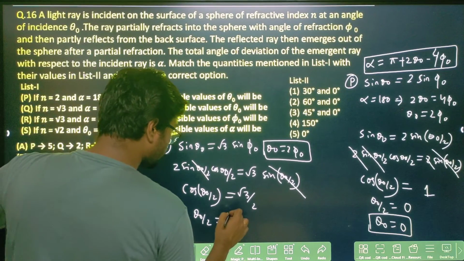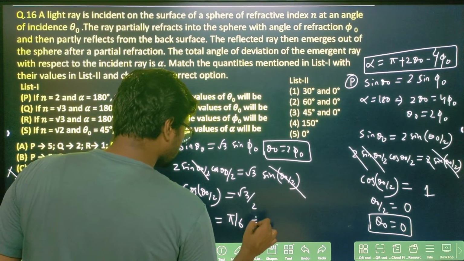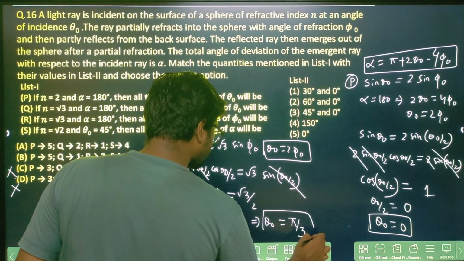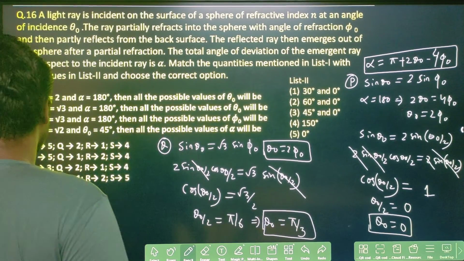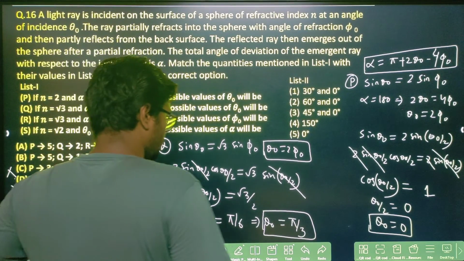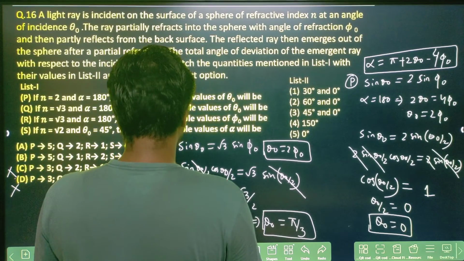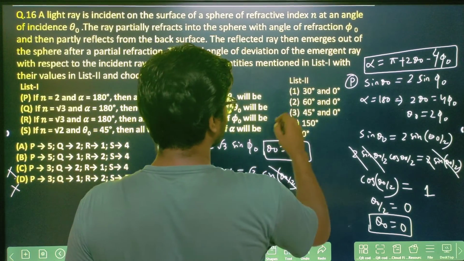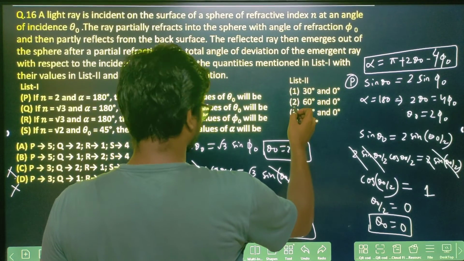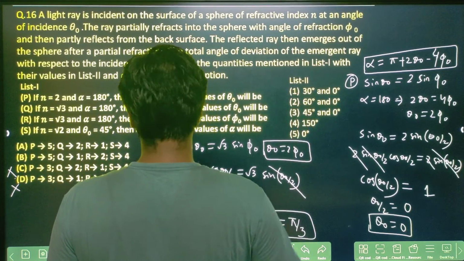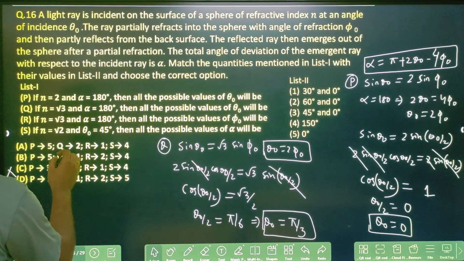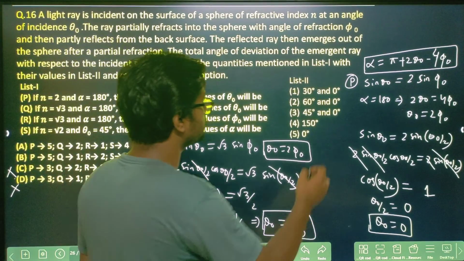So 30 degree is pi by 6. So theta naught is coming as pi by 3, that will be 60 degree. Clear? So theta naught equal to 60 degree, which one it is? For Q, 60 degree. So option number 2 is there, right? So you can say that Q is matching with 2. And they have given also 0 degree.